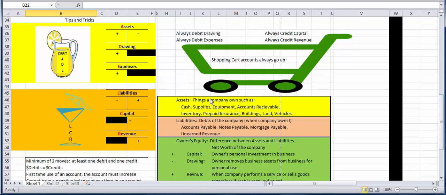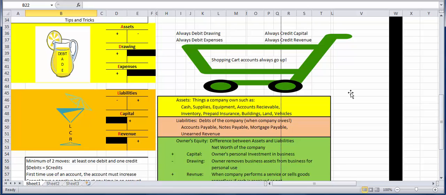Speaking of the shopping cart, you will notice that there are certain accounts. Of the 6 that we talked about in debit side and credit side, 4 of them always go up. In fact, I refer to these accounts that always go up as my shopping cart accounts. Because if you remember, if you're shopping, let's say you're on a shopping spree, you're racing through the aisles and you're just filling your cart with everything you can possibly find. Well, in our little made-up store, we have basically drawing accounts, expense accounts, capital accounts, and revenue accounts. These are the only things that are on the shelves, and these are the only things you can put in your shopping carts, because these are the 4 items that always go up.